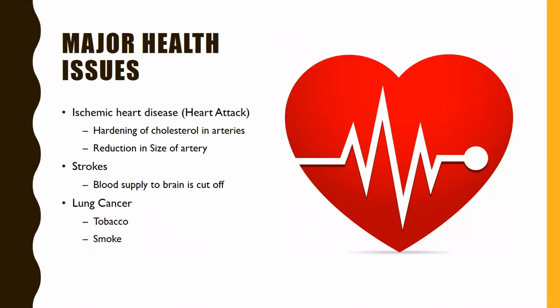Major health issues in the United States, we have heart attack, which is ischemic heart disease, which can be the hardening of cholesterol in the arteries and the reduction of size of the artery, and it leads to heart attacks. Strokes are also a major problem in the United States, which means that the blood supply to the brain is cut off, and it causes the person to either go numb in their body or their face droops. There are signs to help you identify that.